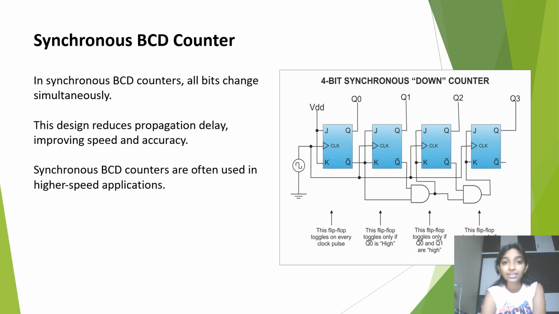Synchronous BCD counter. In synchronous BCD counters, all bits change simultaneously. This design reduces propagation delay, improving speed and accuracy. Synchronous BCD counters are often used in higher speed applications. As you can see in the image, we have a 4-bit synchronous down counter.